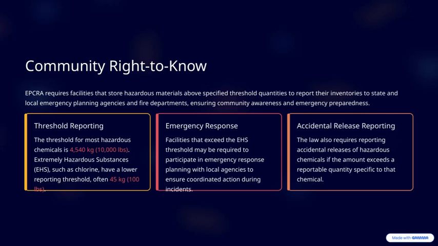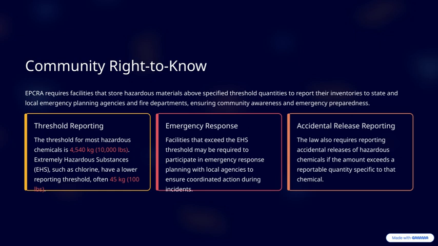Now, let's talk about the reporting requirements for accidental releases of hazardous chemicals. The law mandates that if there's an accidental release and the amount exceeds a specific reportable quantity for that chemical, it must be reported. This is crucial for ensuring timely awareness and response to potential hazards.